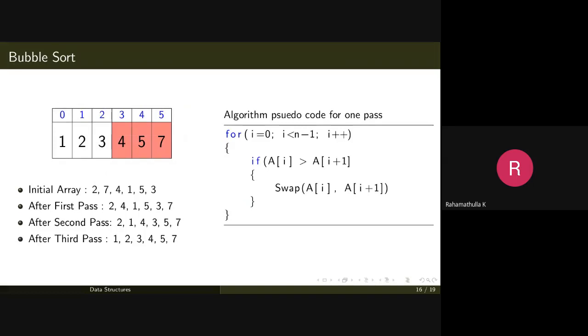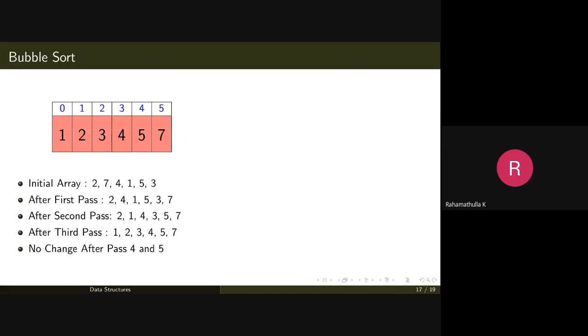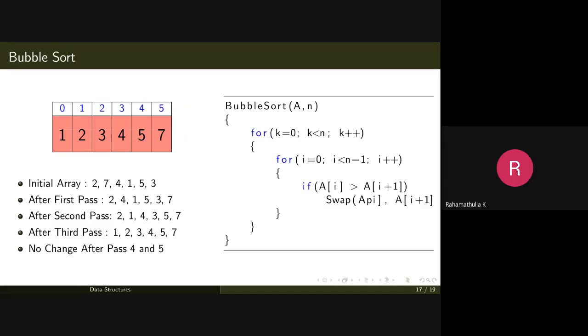And after the third pass, if you do the same thing in the third pass, you will get it as 1, 2, 3, 4, 5, and 7. So the third largest element will come to its appropriate position. Now you can see that in the fourth pass, fifth pass, and all, there will not be any change. So once you do the entire set of passes through the array, then the array will be sorted. So the entire sorted array is 1, 2, 3, 4, 5, and 7. So this is the full algorithm for bubble sort.